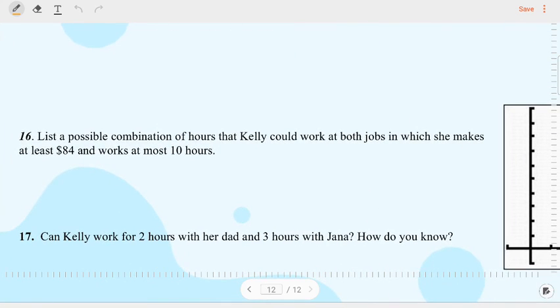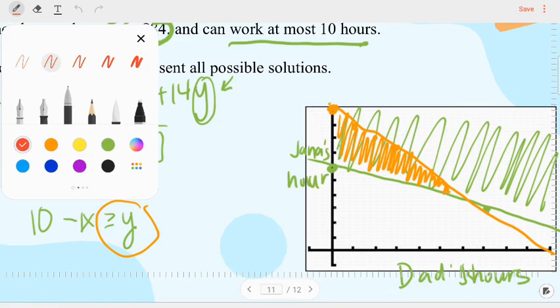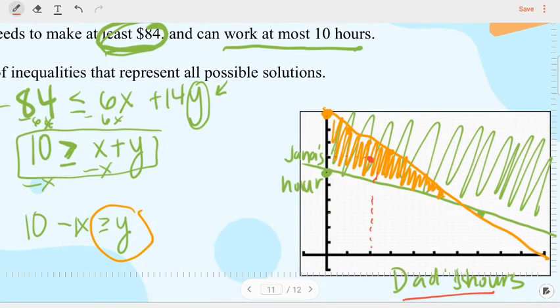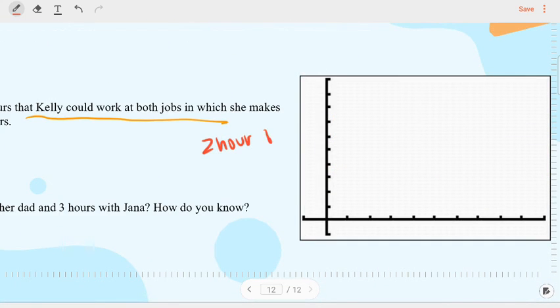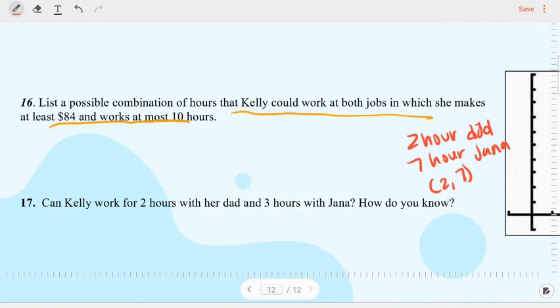So the two follow-up questions on this problem ask me to list a possible combination of hours that Kelly could work in both jobs that meets the criteria that we set in problem 15. So if I'm looking at my graph, remember the possible combinations of hours she can work are the ordered pairs or the points that are in the shaded region. So for example, this point right here would be a possible combination of hours. That is 2 hours spent working for Dad and 7 hours working for Jana. So 2 hours for Dad, 7 hours for Jana. We could write that as an ordered pair since we stated them as X and Y, (2, 7).